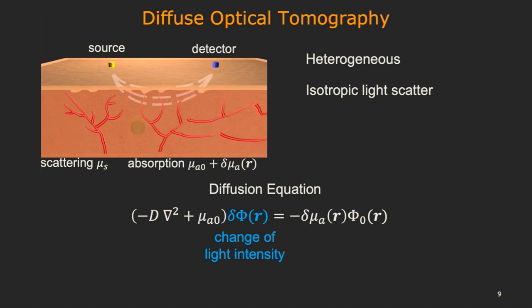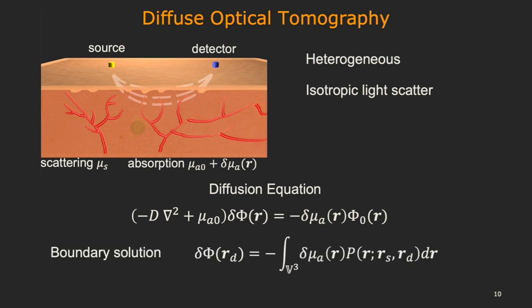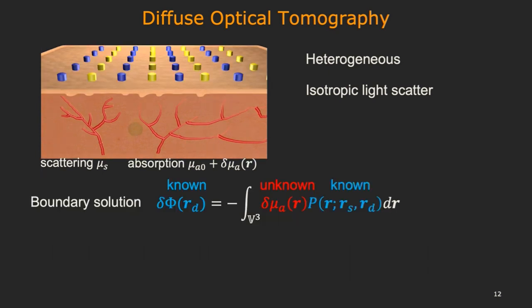The left-hand side includes the second-order partial derivative of the change of the light intensity due to the embeddings. The solution to this diffusion equation at the volume boundary is the product between the absorption variation and the phase function, integrated over the entire volume under consideration. Given the phase function and the change of intensities for multiple source detector pairs, we want to recover the distribution of absorption variations of the volume.